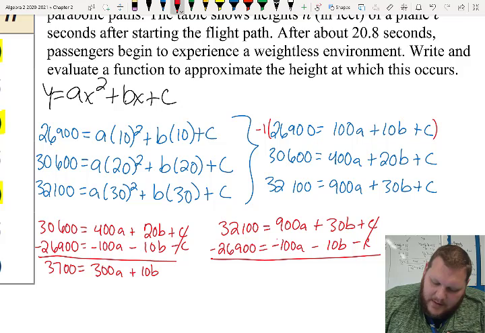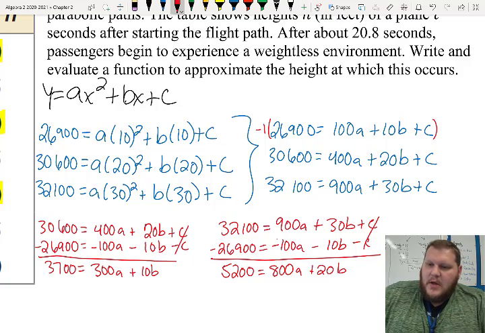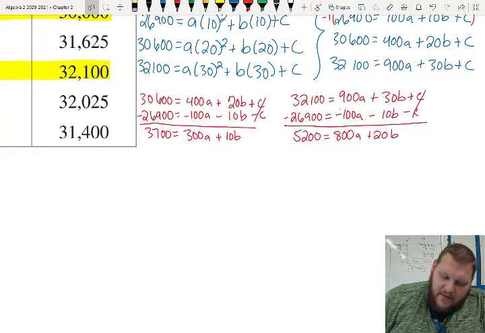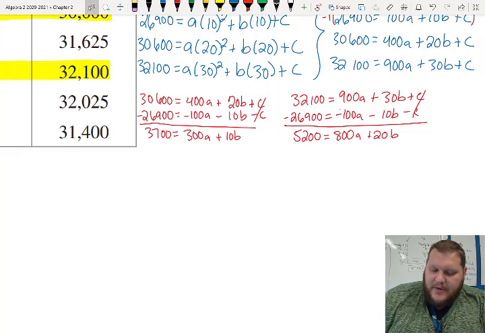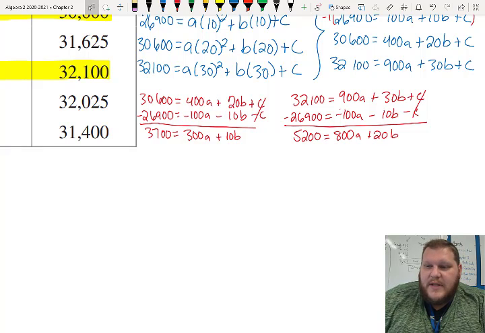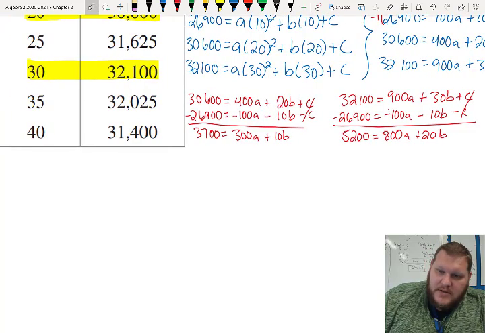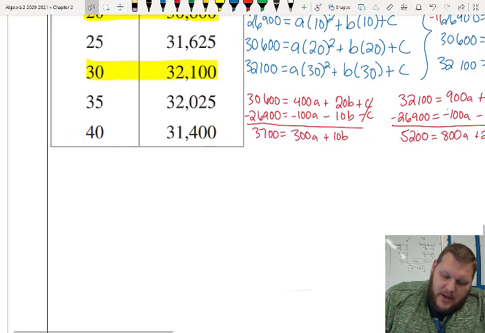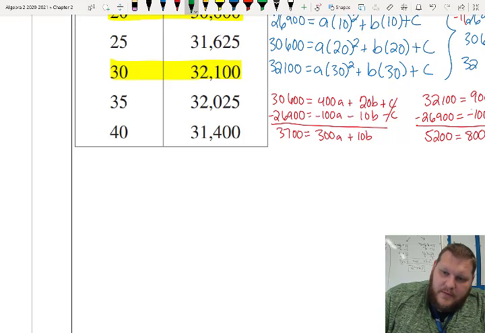And as I add up going down, I end up with 5,200 equals 800A plus 20B, and my C's canceled out. So now I've got two variable equations. I've got 3,700 equals 300A plus 10B, 5,200 equals 800A plus 20B. So I'm going to go ahead and pair those two equations up and combine them together. So let's just do that in green now for this step.